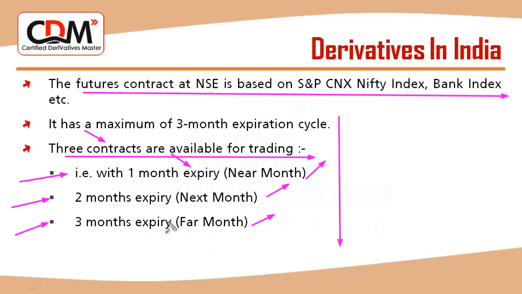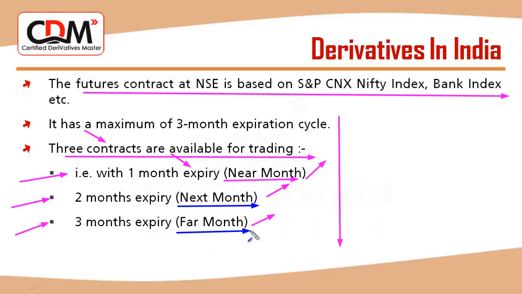See, if a trader is trading in a January month contract in the month of January, then we call it a near month contract. And if a trader enters into a 2 month contract in the month of January, then we call it a next month contract. And if a trader in the month of January enters into a 3 months contract, we call it a far month contract. So this is what we call an expiry.